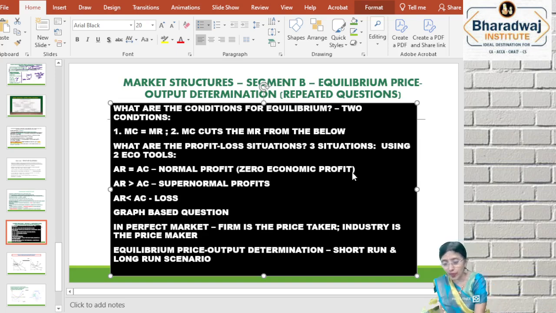Okay, now a graph based question I have added to imperfect market. Firm is a price taker. Industry is a price maker. Okay, like that questions. Monopoly, price maker. In monopolistic competition, the sellers are too many in number to influence a decision. Okay. Equilibrium price output determination, short run and long run scenario is important.